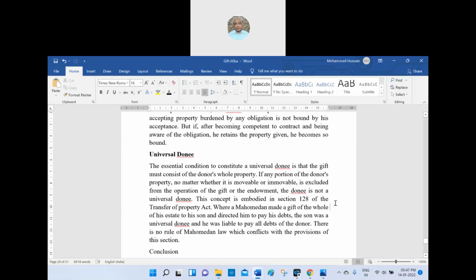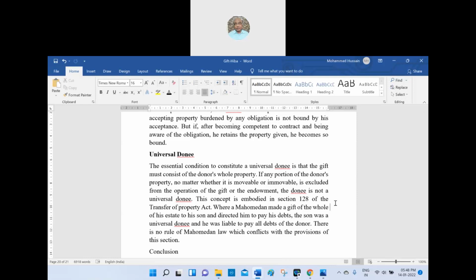The essential condition to constitute a universal donee is that the gift must consist of the donor's whole property. Whose property? Donor's whole property. If any portion of the donor's property, if any small iota of it, no matter whether it is movable or immovable, is excluded from the operation of the gift or the endowment, the donee is not a universal donee. If even a small amount of the property is taken out, then the person receiving is not a universal donee.